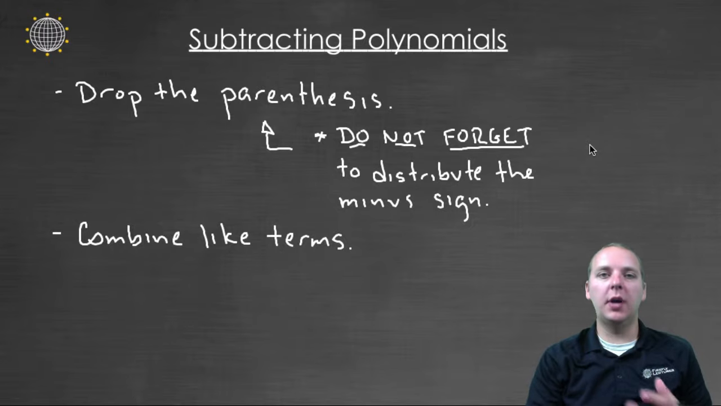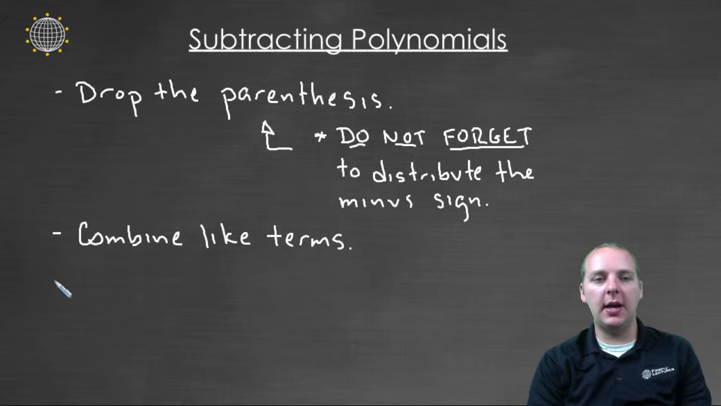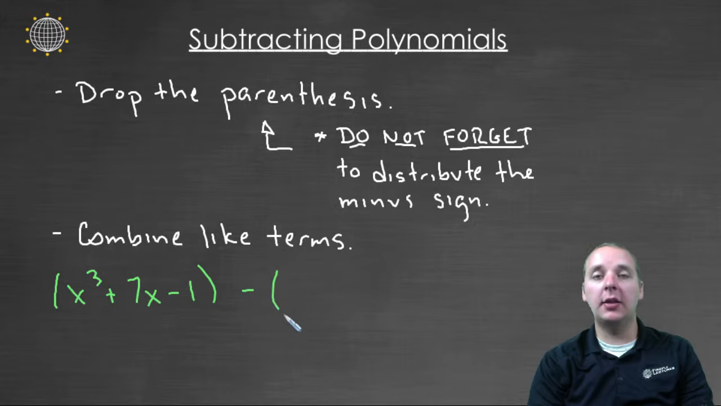If we're trying to subtract one polynomial from another polynomial, there's just a couple quick rules we have to follow that will help us do that. So let me write an example real quick, and then I'll discuss these rules here. Let's say that we had, for example, the polynomial x cubed plus 7x minus 1, and we wanted to subtract the polynomial 5x plus 5, for example.